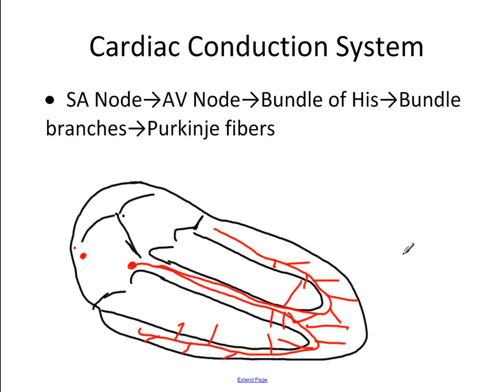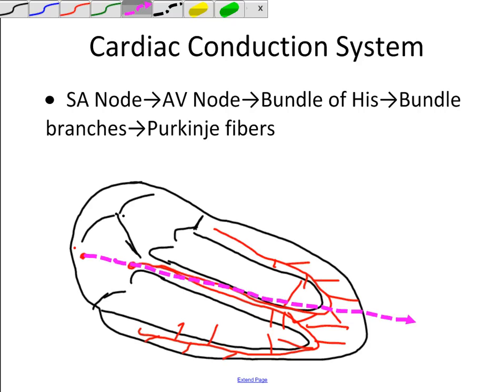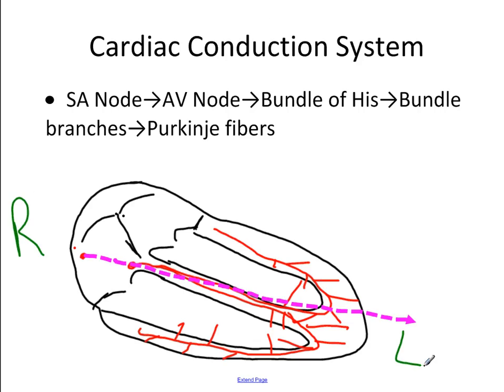So all the rest of the parts of the system succumb to the firing rate of the SA node. And remember the direction of conduction: from the SA node to the AV node, down the bundle branches, and then down towards the apex of the heart. Remember that the impulse travels in a right to left fashion. It begins here, goes to the left, and then goes around the ventricles as well.